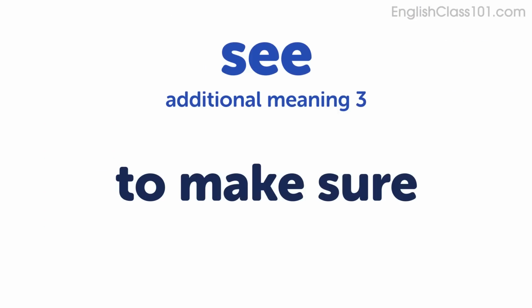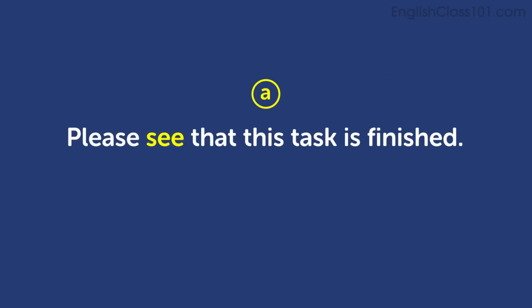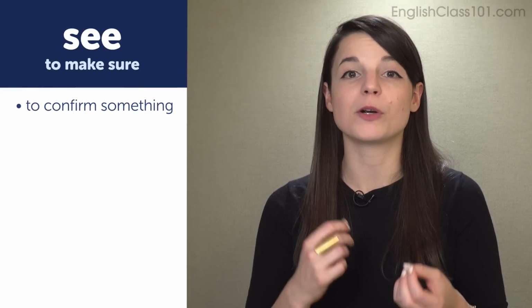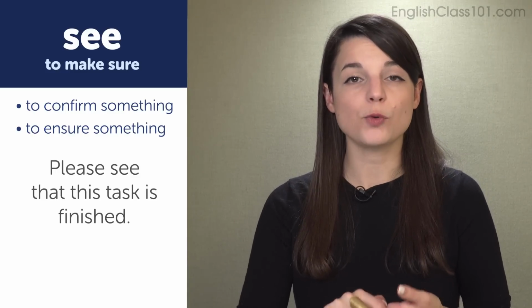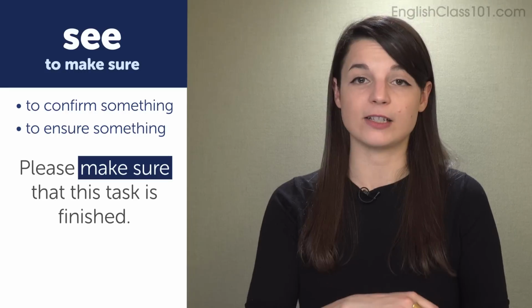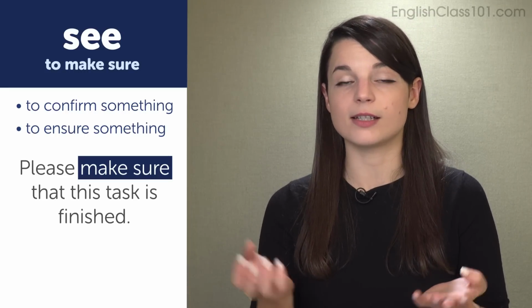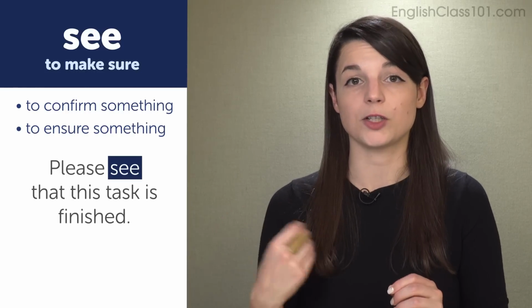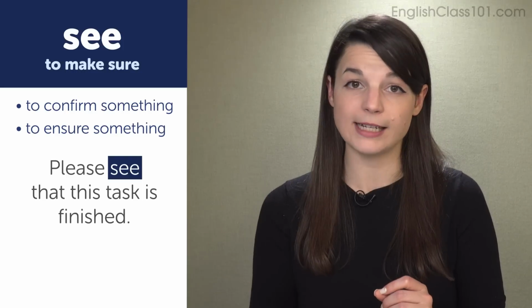Next one, to make sure. Please see that this task is finished. He saw that all the arrangements had been made. In these sentences, the verb see is used to mean make sure, or to confirm something, to ensure something. In the first one, please see that this task is finished, we could replace the verb see with make sure. Please make sure that this task is finished. So that's a very clear sentence. Please see is just a shortened way of saying make sure. Please ensure that this task is finished. We can replace the verb here.